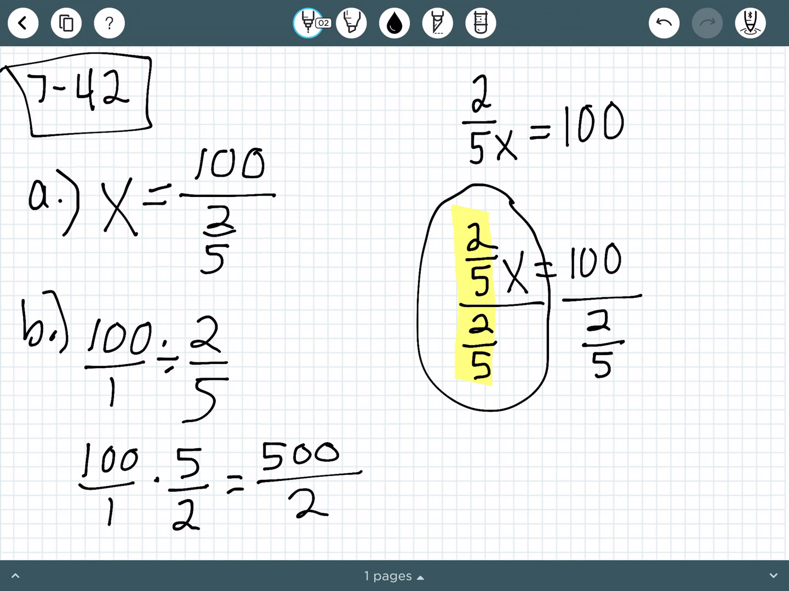And if we were to divide 500 by 2, like I did in problem 741 or 740, we would get 250. And that is all for problem 742.